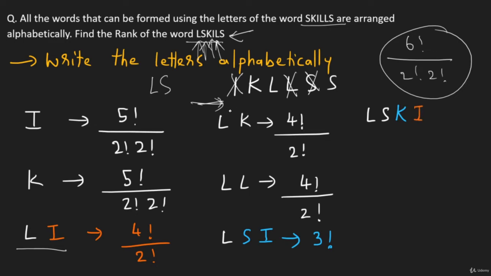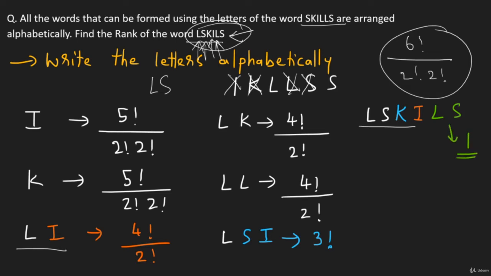Now again, we check alphabetically. Let me make some clarity over here. What are the letters consumed? L is consumed, S is consumed, K is consumed and I is consumed in this part, right? We are just left with L and S, and if you arrange them alphabetically, L will come before S, right? So the next letter will be L and the next one would be S, and this is the same word that we are finding the rank of. So this will count for 1.